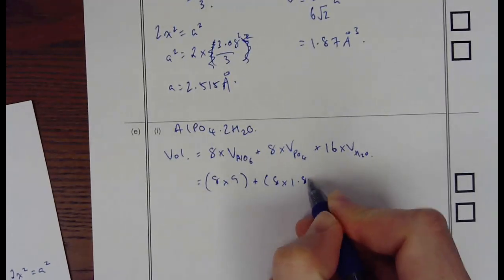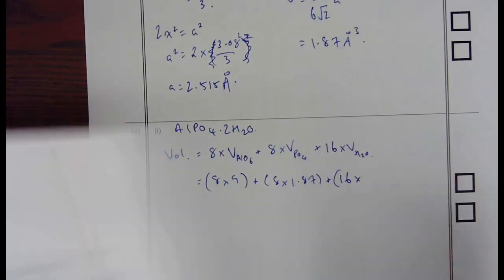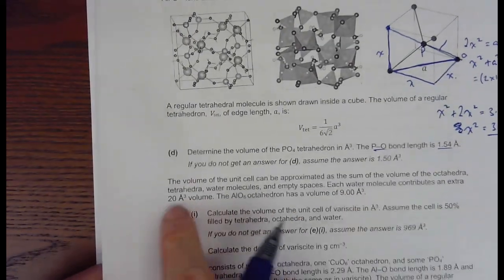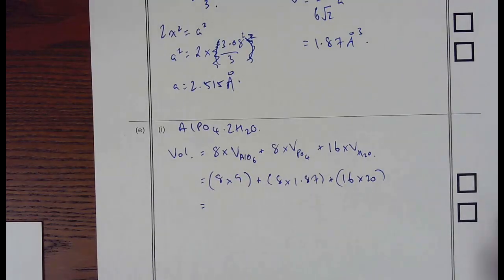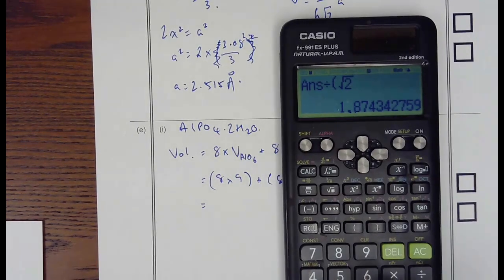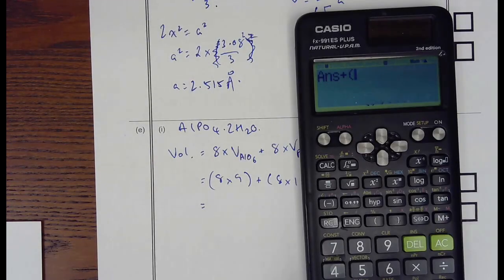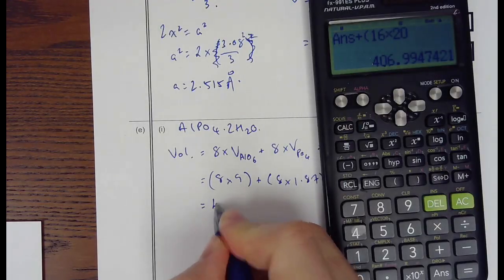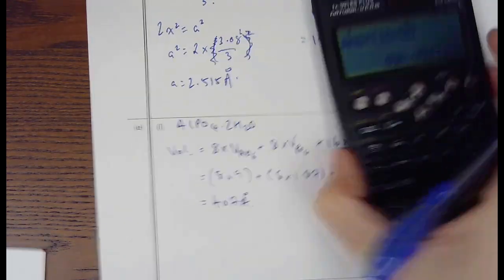So 8 times 1.87 plus 16 times my water one. And each water molecule contributes an extra 20. So 16 times 20. Okay, so that times 8 plus 8 times 9 plus 16 times 20 gives me 407 angstroms cubed.